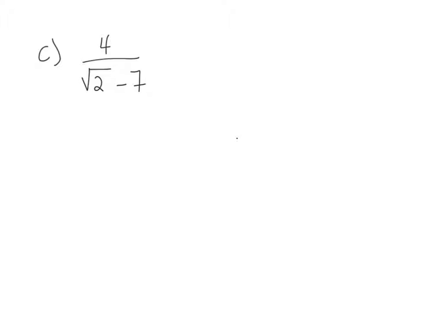So for this one, I'm going to multiply by root 2 plus 7. It was root 2 minus 7. We'll multiply by root 2 plus 7. And if I do that in the denominator, what do I have to multiply the numerator by? Same thing, root 2 plus 7. These are conjugate binomials, root 2 minus 7 and root 2 plus 7. They're the same, but one has a plus and one has a minus.